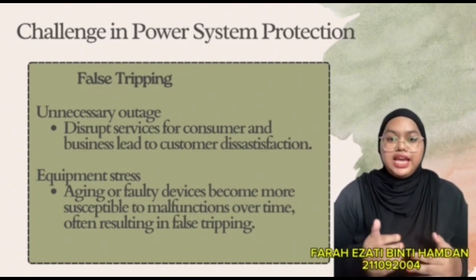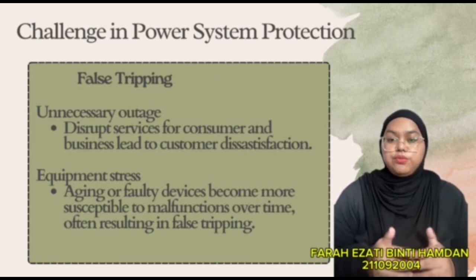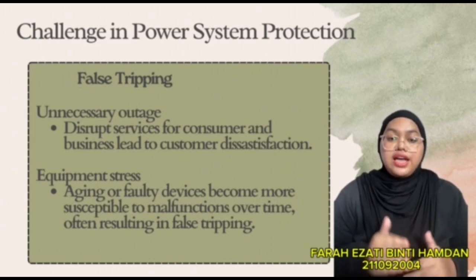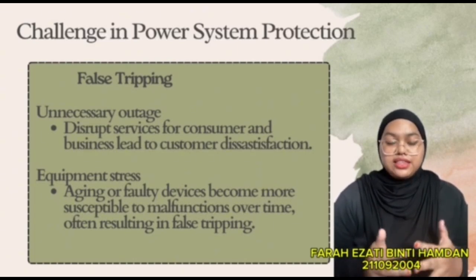Repeated false tripping and subsequent re-energizing cycles can stress electrical equipment, reducing its lifespan. So high in-rush current during re-energization can cause additional wear and tear on the equipment.